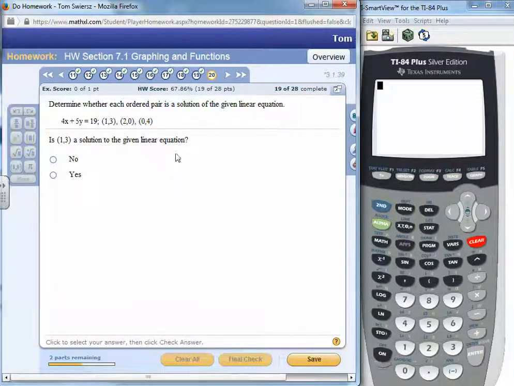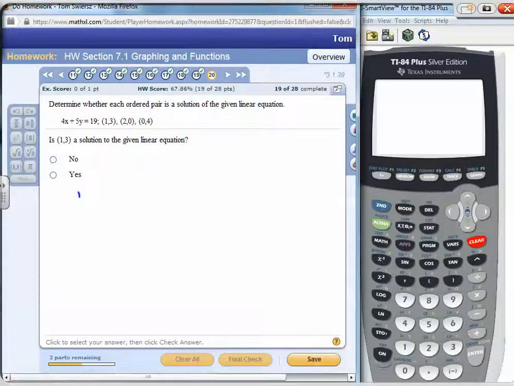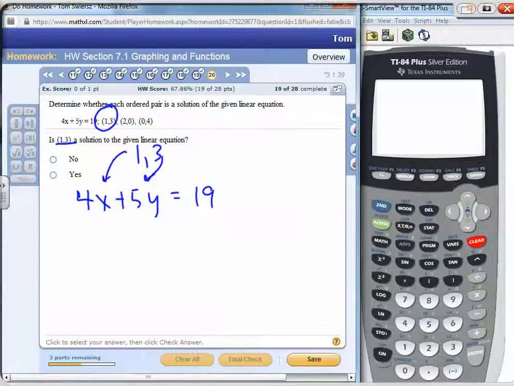Okay, determine whether the ordered pair is a solution of the given linear function. In this one we have 4x + 5y = 19. You take (1, 3), right? So x is 1 and y is 3. You substitute them in here and you see if it's equal to 19. x is the first value, so 4 times 1 plus 5 times y. The y is the second coordinate, which is 3.